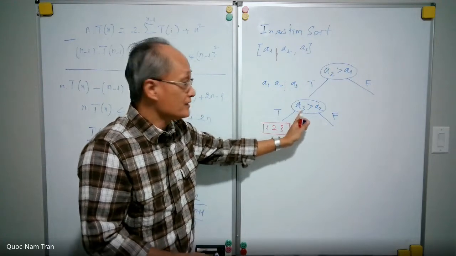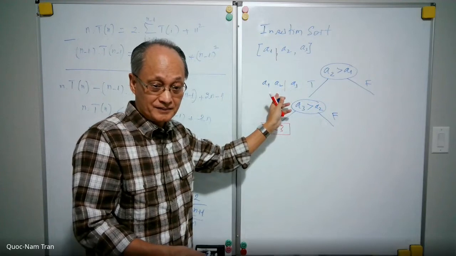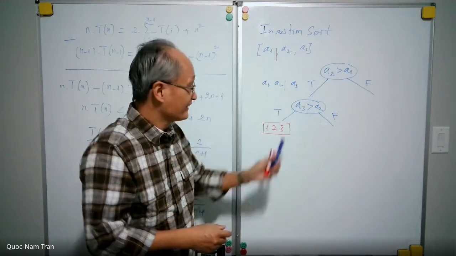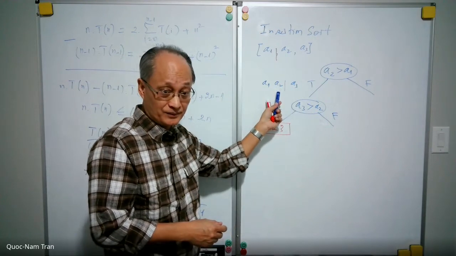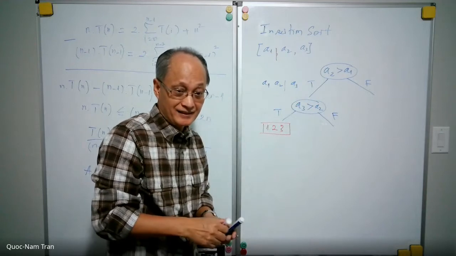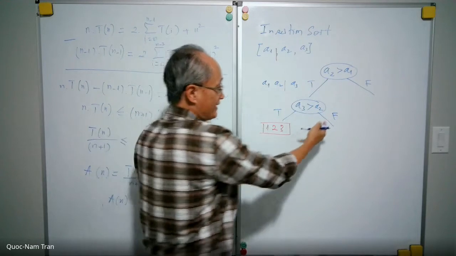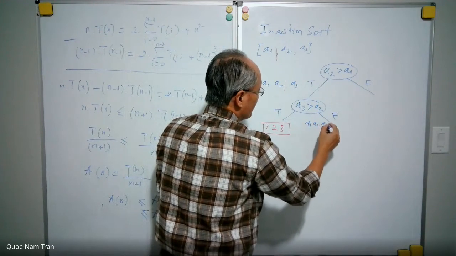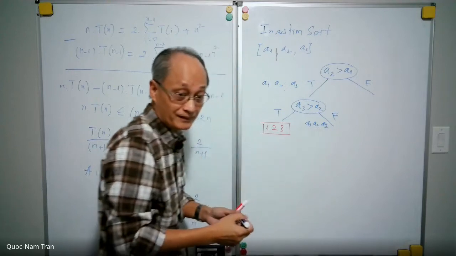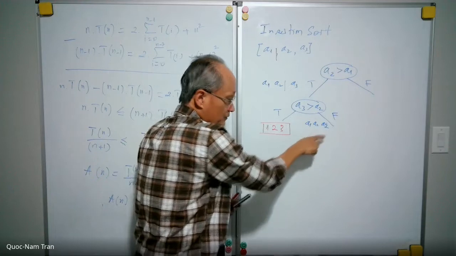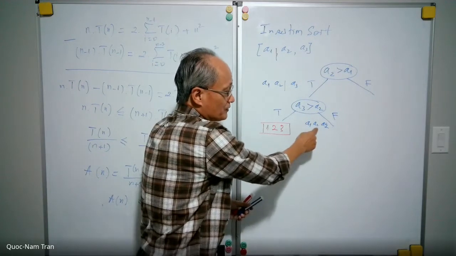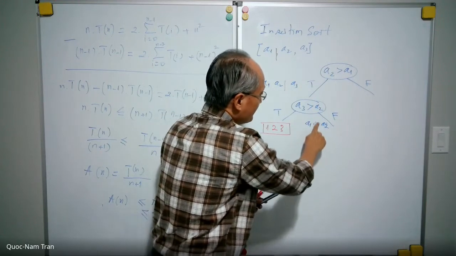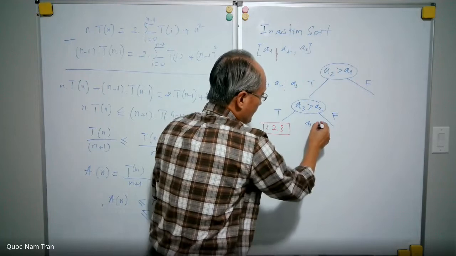If A3 is not greater than A2, if A3 is smaller than A2, we push A2 down, right? And we are not done yet. So at this point, what we have is A1, A2, A2, right? Because remember, we push A2 to the right, and the old value is still here. In fact, we can write A2, or we can simply write X, because we know that this value will be replaced. Okay?